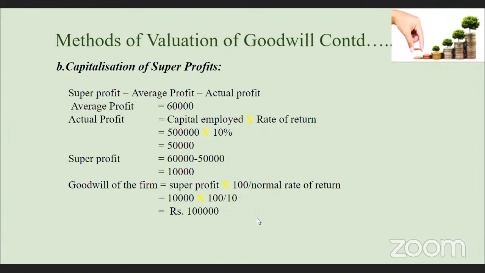The next one is the super profit method. Again, average profit minus actual profit gives the super profit. So you will get the same capital employed into rate of return. Only the thing here is that you take super profit into 100 by normal rate of return, and you get the goodwill of the firm. Rest all remains the same.